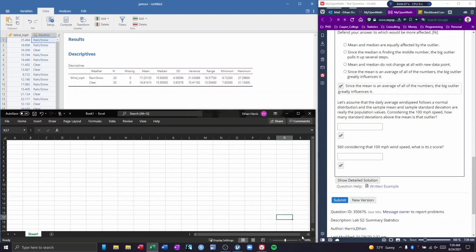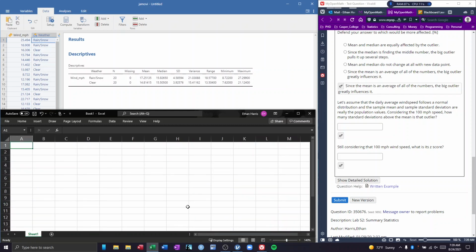If we remember, when we are doing a z-score, we're using this equation: z equals x minus mu, divided by sigma. So x is our observation, mu is equal to the true mean, and sigma is equal to the true standard deviation. The z-score lets us know how many standard deviations away from the mean that observation is. So we could say that x, the observation, would be this 100 miles per hour, this new outlier.